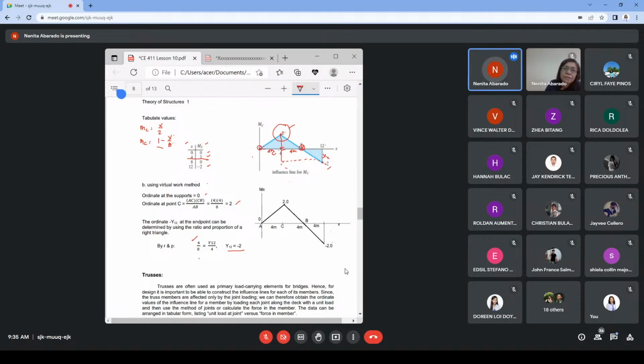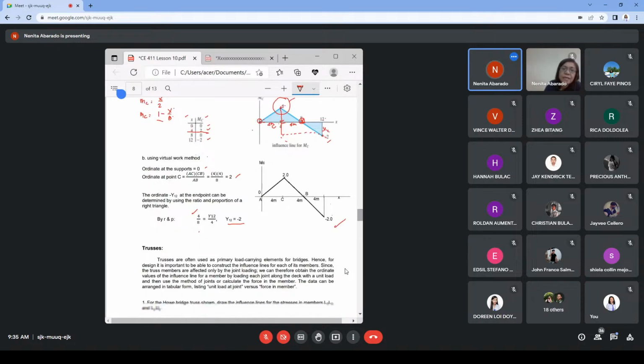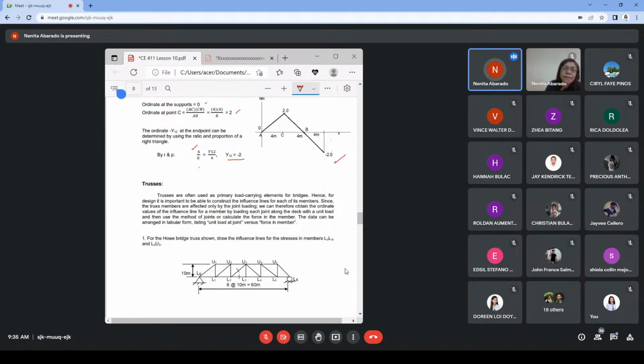Then, i-connect nyo ang 0 to negative 2. And that, we are going to have already the influence line diagram. Okay? So, AC times CB over AB. So, we have already the ordinate at point C.